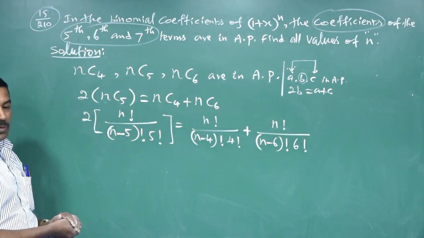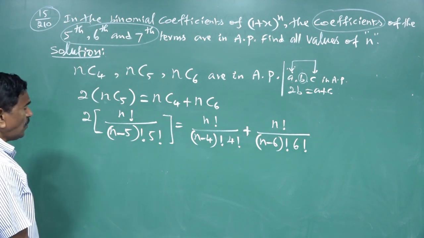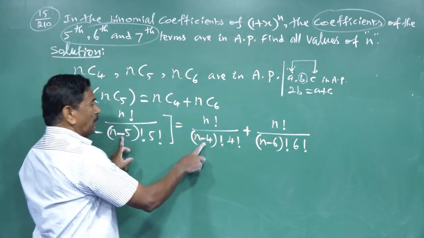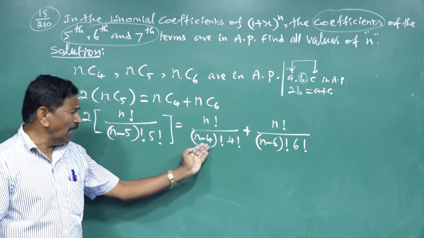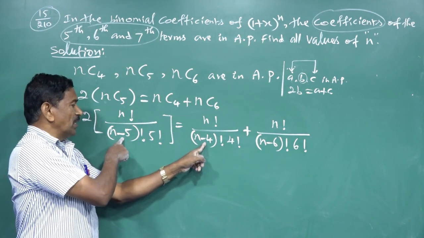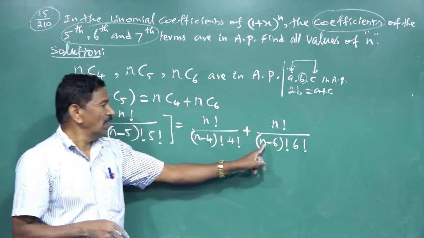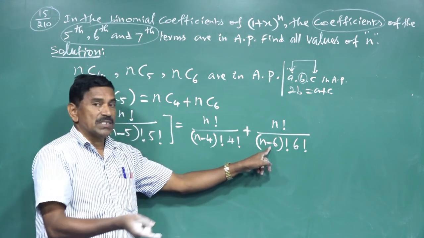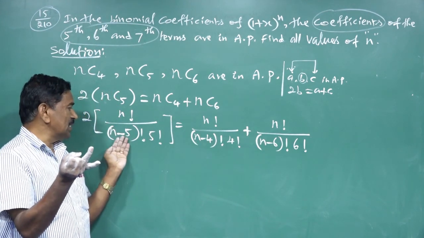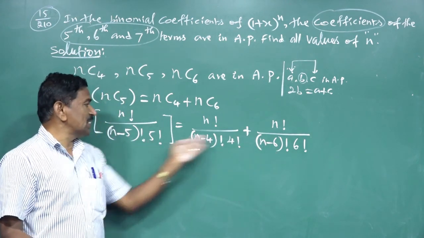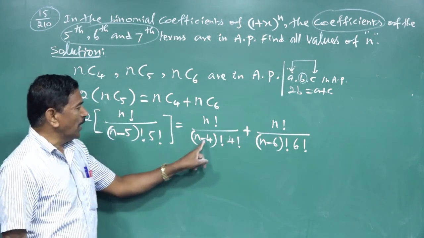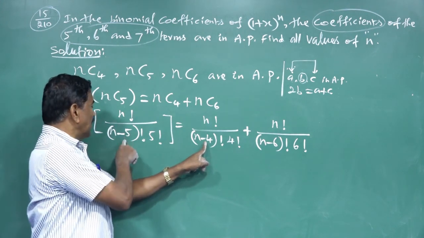Simplification ready. Now we want to simplify. Simplification is very simple. Now I want to compare. How to compare: compare n minus 5, n minus 4, n minus 6. Between n minus 4 and n minus 5, n minus 5 is 1 less, so smaller. Next, n minus 6 and n minus 5, n minus 6 is smaller. So n minus 6 is the smallest, because it is very less. That is why n minus 4 is fixed, and the n minus 5 and n minus 6 I want to split.